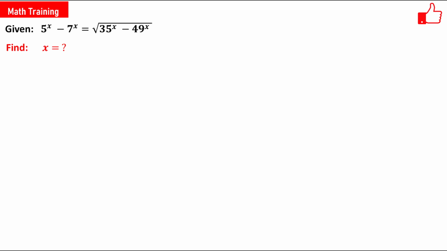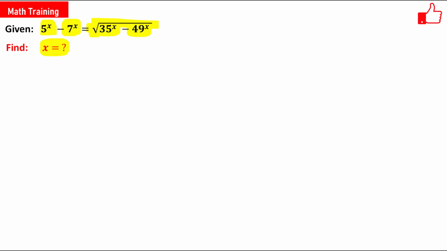Hello friends, in this problem you have been given a radical equation and you have to find the value of x that satisfies this equation. So you have 5 raised to the power x minus 7 raised to the power x, and this is equal to a square root, and inside this square root you have 35 raised to the power x minus 49 raised to the power x. Then you have to find the value of x that satisfies this equation.